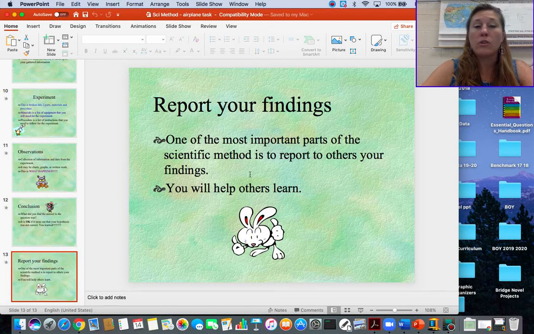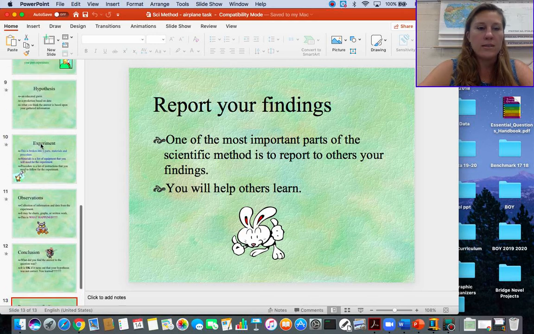After you've come to your conclusion, then you report your findings. Okay, and one of the most important parts of the scientific method is to report to others on your findings, so that if somebody else has the same problem, they have an idea of how to or how not to fix it, and you'll help others learn.